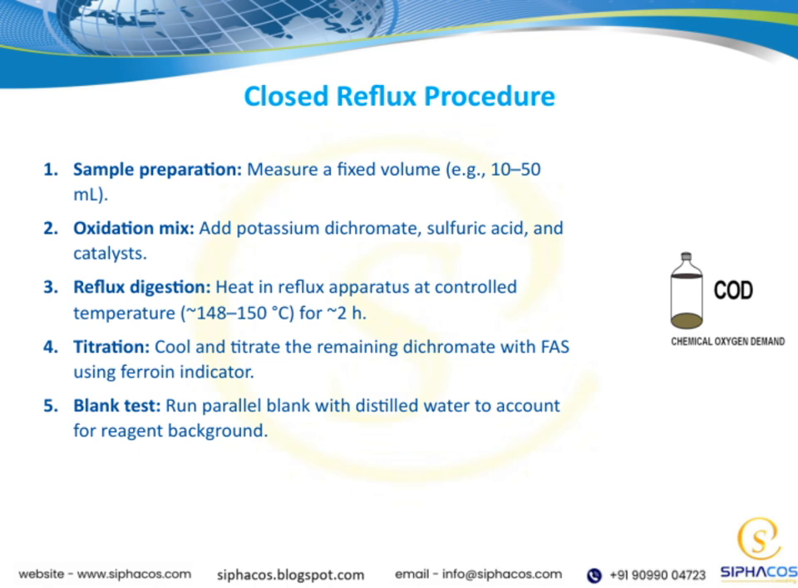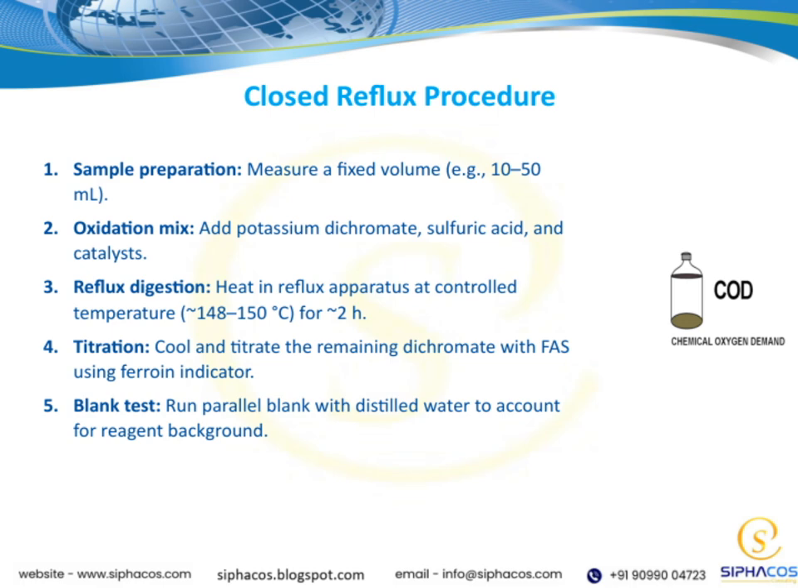Then, we proceed to reflux digestion. We heat the mixture in a reflux apparatus at a controlled temperature, around 148 to 150 degrees Celsius, for about 2 hours. This step allows the oxidation to occur thoroughly while preventing loss of volatile components. After digestion, we cool the mixture and move on to titration.